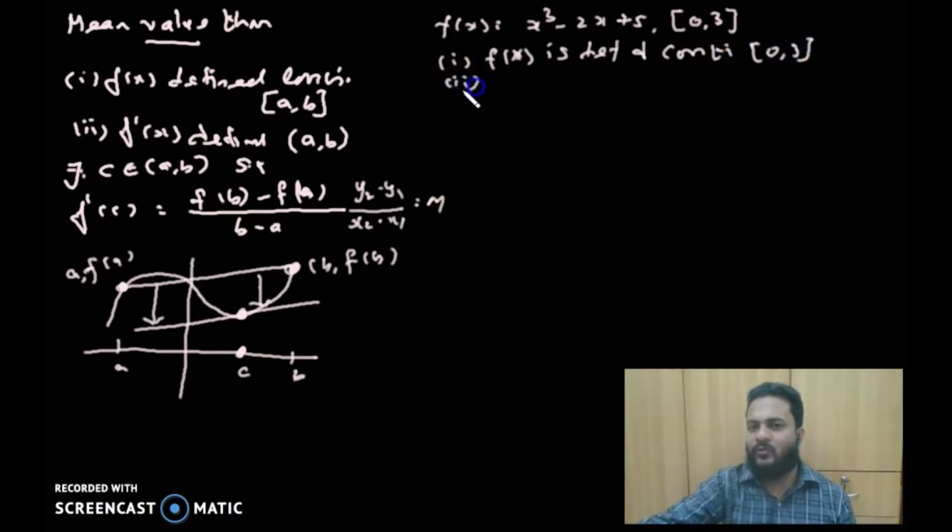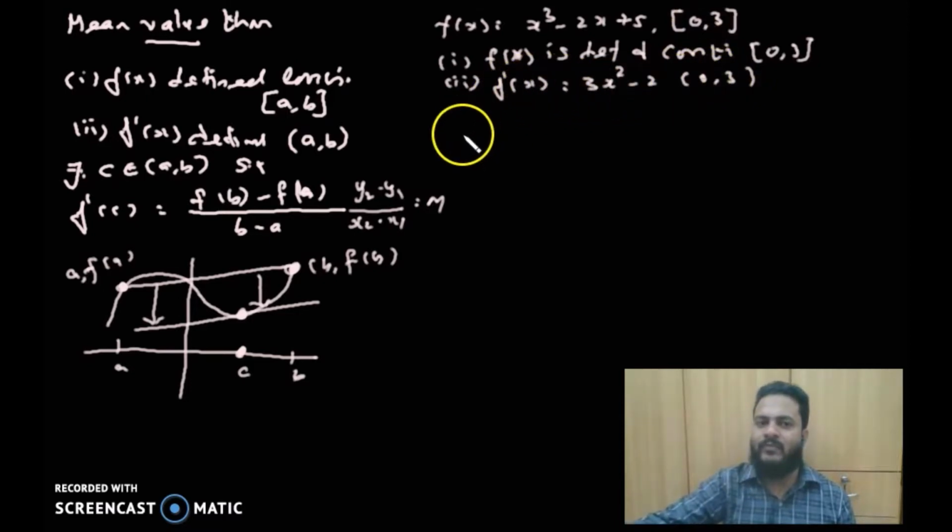And the second one, f dash of x. f dash of x is equal to 3x power 2 minus 2. This is also a quadratic polynomial, and hence this is also defined in the open interval 0, 3. If you give any value in between this interval, you will be getting some answer, and hence f dash of x is also defined.